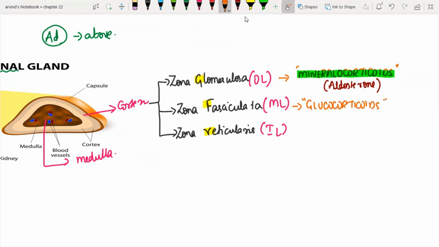So the main important glucocorticoid is your cortisol. It has a very important clinical implication. I'll tell you in short. Next one is your zona reticularis, that is concerned with secretion of some amount of sex hormones.